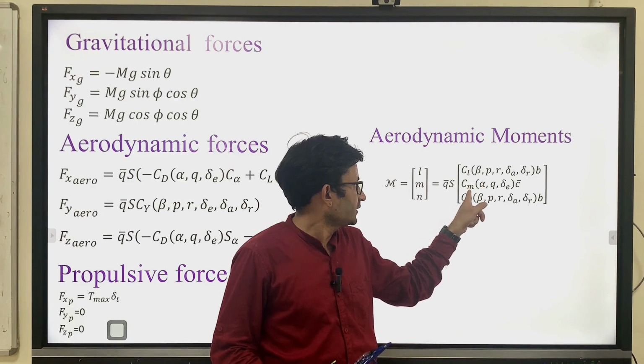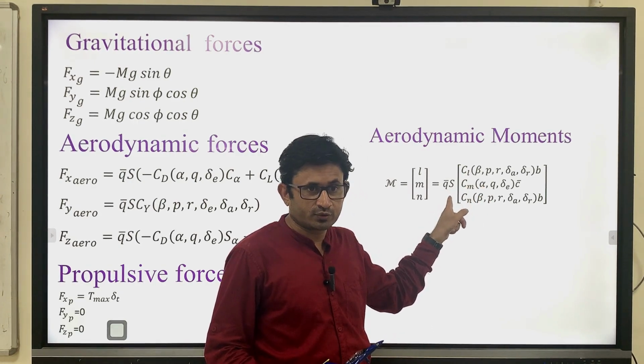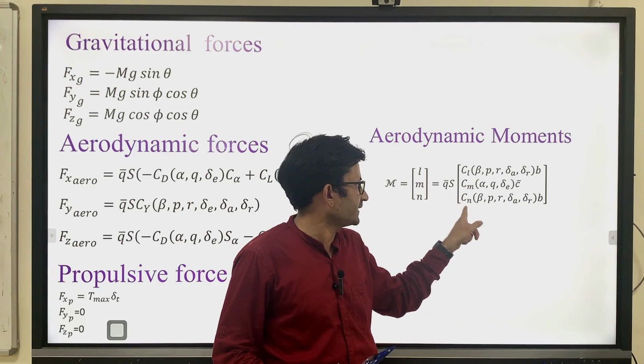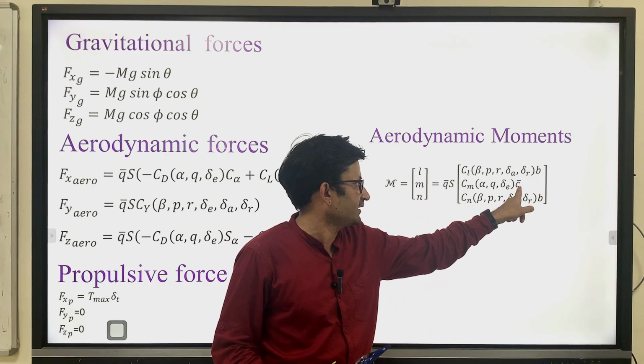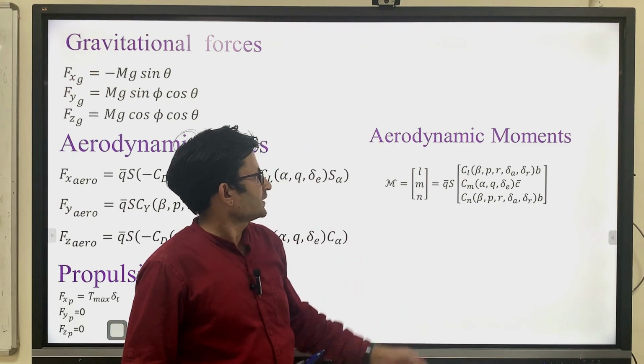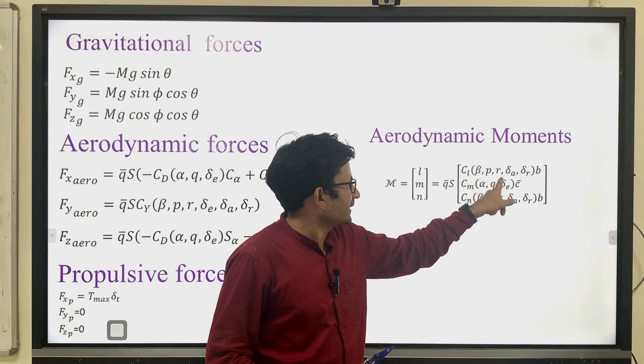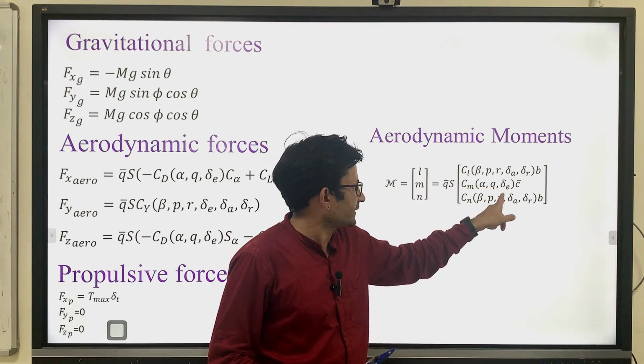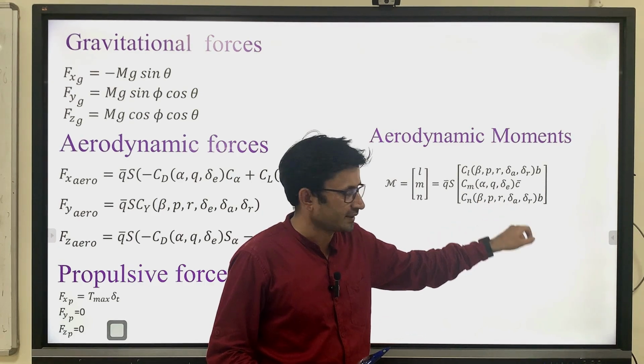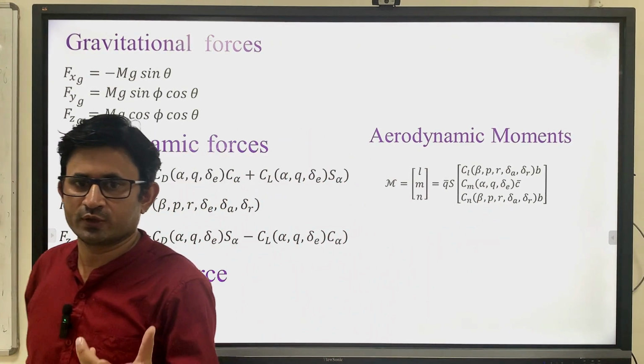In roll, pitch and yaw, Q, already I told you, is half rho V square, S is the wing area, B is the wing span, C is the wing chord, and these moments are functions of beta, P, R, delta A, delta R. Similarly alpha, Q, delta E, and beta, P, R, delta A, delta R. So we have to understand what this means.